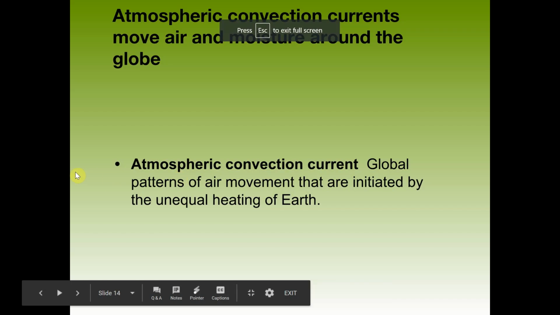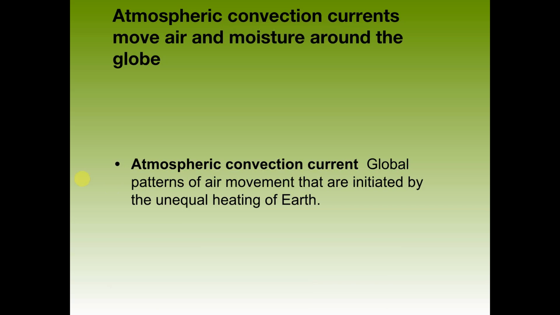All right, so all of this plays into what's called atmospheric convection currents. Now, this word convection is going to come up quite a bit here. There can be convection currents in the air, in the water, and then also when we talk about tectonics and stuff moving underground as well. But basically an atmospheric convection current is the global patterns of air movement that are initiated by the unequal heating of Earth.